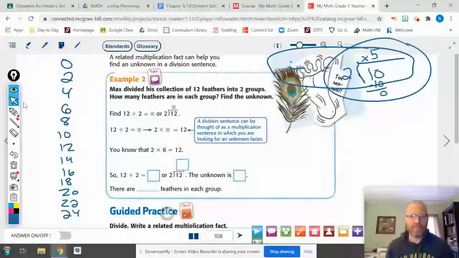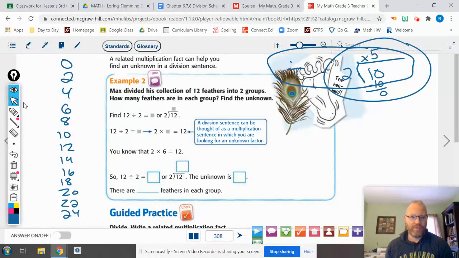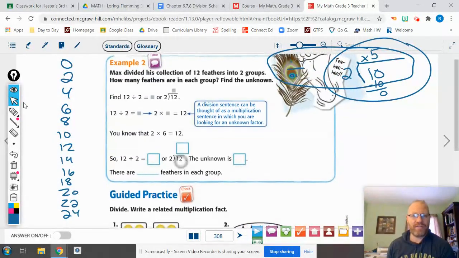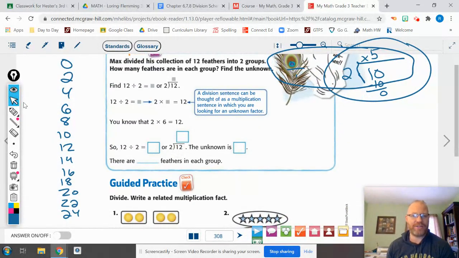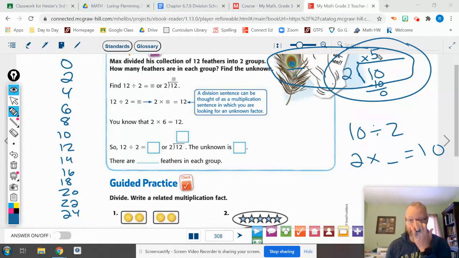It says, a related multiplication fact can help you find the unknown in a division sentence. So what they're saying is to re-say the question. When you re-say the question, let's go back to this 2 into 10. So 10 divided by 2 is the same as saying 2 times something equals 10. So you could say to yourself, 2 times what equals 10? 2 times 5 equals 10. So let's do that here.